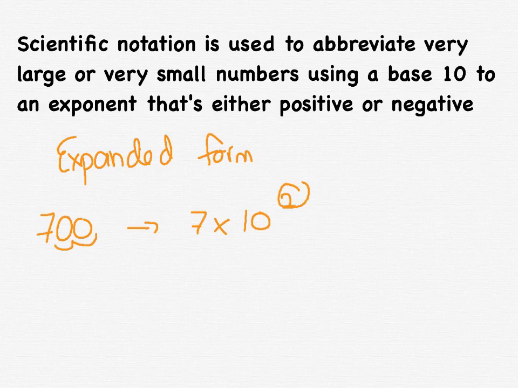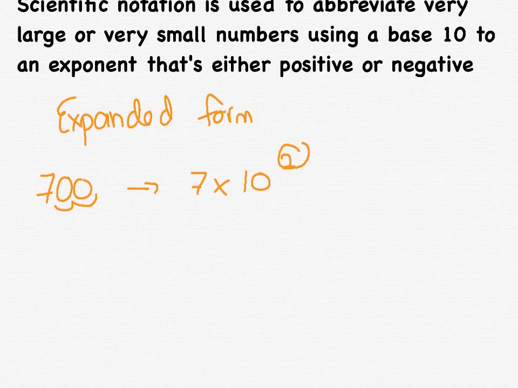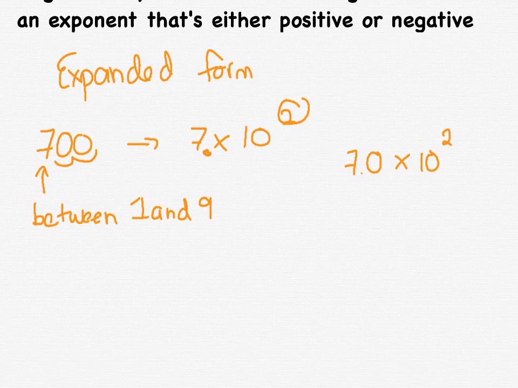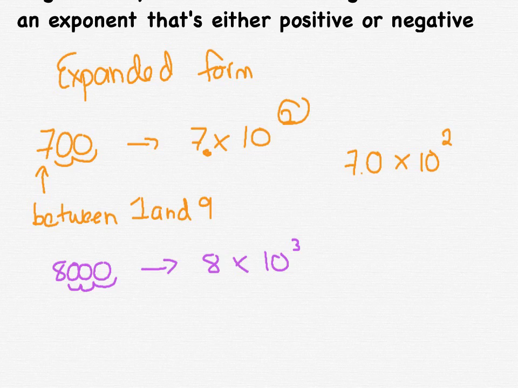Scientific notation works on this principle, where we want our first number to be between 1 and 9, with an imaginary decimal behind it, because we can write it as 7.0 times 10 to the power of 2. That's basically what we are going to work on, but instead of something like 700, we're going to work on bigger numbers. Before we continue, let me give you another example. If I gave you 8,000 and asked you to put it in expanded form, you would start with 8 times 10 to the power of 3, because we have 3 zeros, or 3 decimal places after the 8.